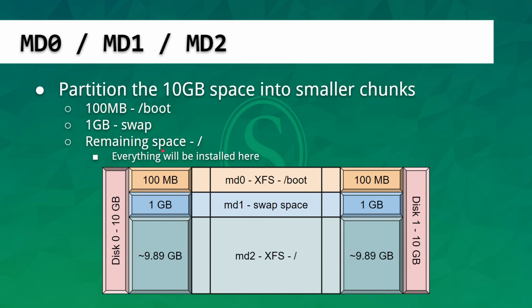Again, we don't want to do this, but I'm working on a progression here. So there will be 3 RAIDs, right? There will be software RAIDs: RAID 1 for the boot drives, RAID 1 for the 1 gigabyte partitions, and then RAID 1 for the 9.89 gigabyte partitions.